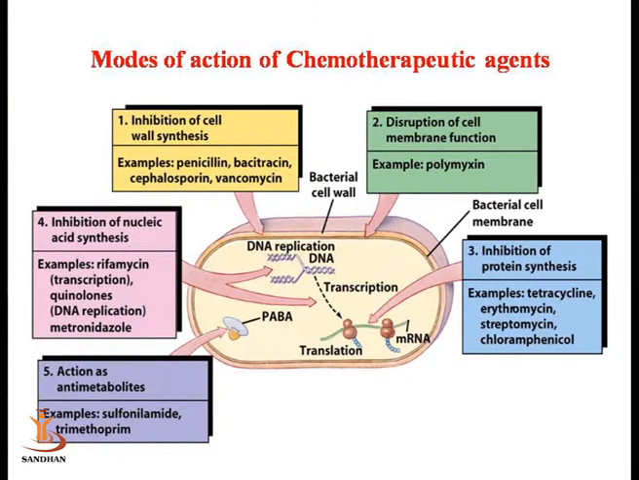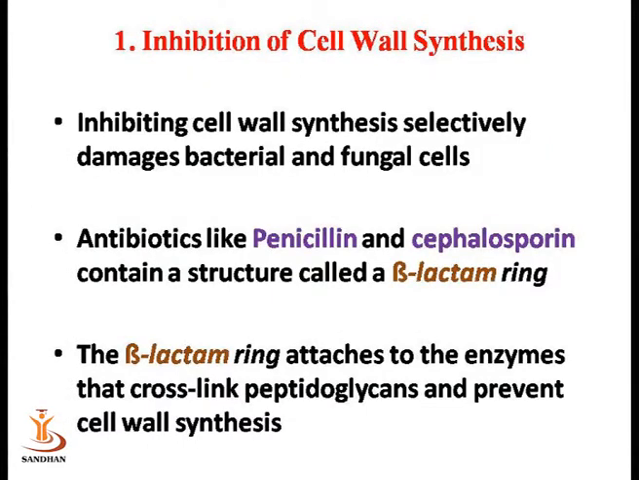There are five different types of modes of action of chemotherapeutic agents: inhibition of cell wall synthesis, disruption of cell membrane, inhibition of protein synthesis, inhibition of nucleic acid synthesis, and action as antimetabolite. First I will discuss the inhibition of cell wall synthesis. Antibiotics like penicillin and cephalosporin are beta-lactam antibiotics. They inhibit cell wall synthesis by interfering with the transpeptidation reaction in peptidoglycan synthesis.